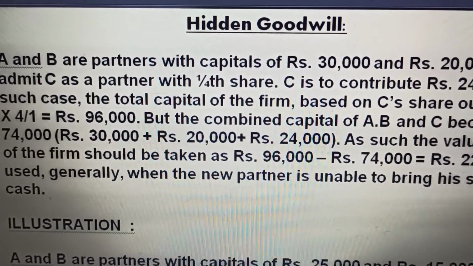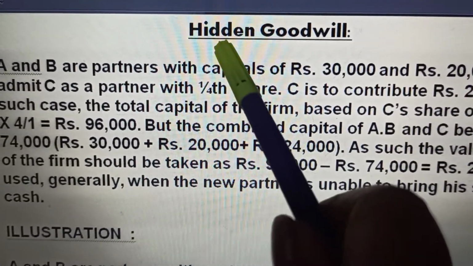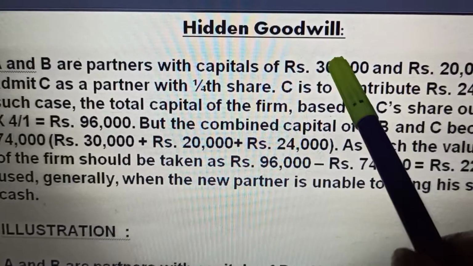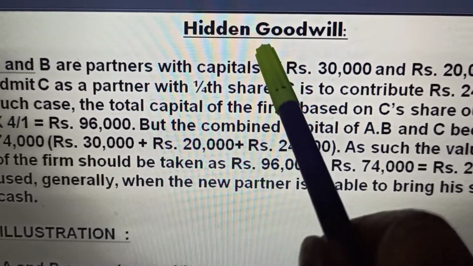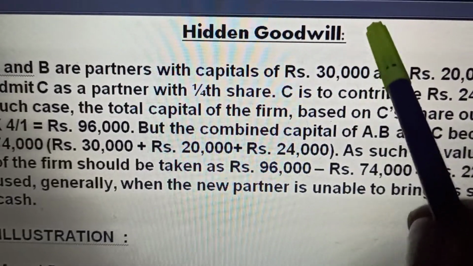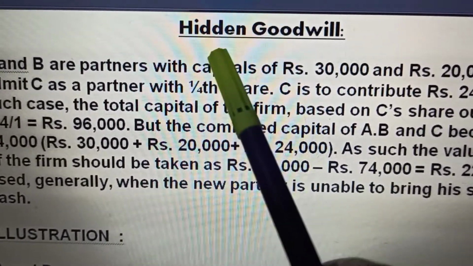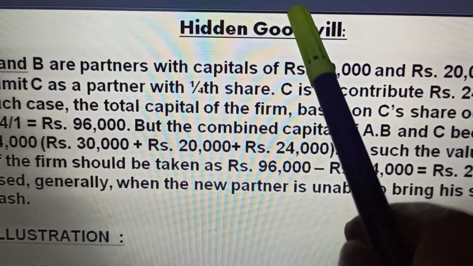Today we proceed with accountancy. That was for business studies. Today we proceed in accountancy with the next topic, that is hidden goodwill. Now you will ask, how can goodwill be hidden? Everything in this chapter that we are discussing is focused on goodwill. The first thing that we learned was calculation of the new profit sharing ratio, and that was to distribute the goodwill.